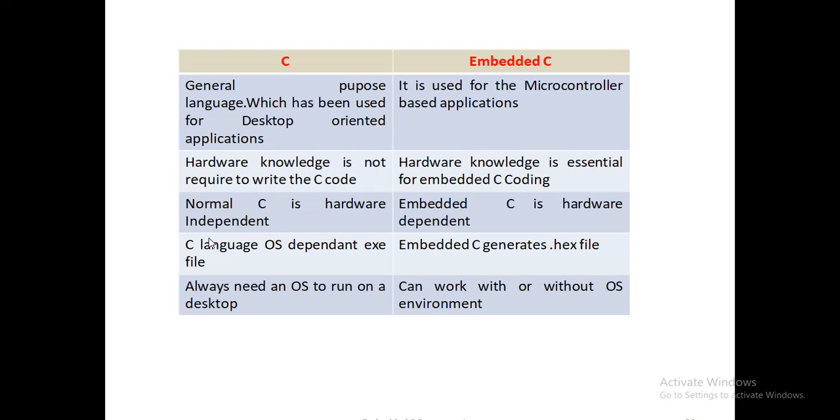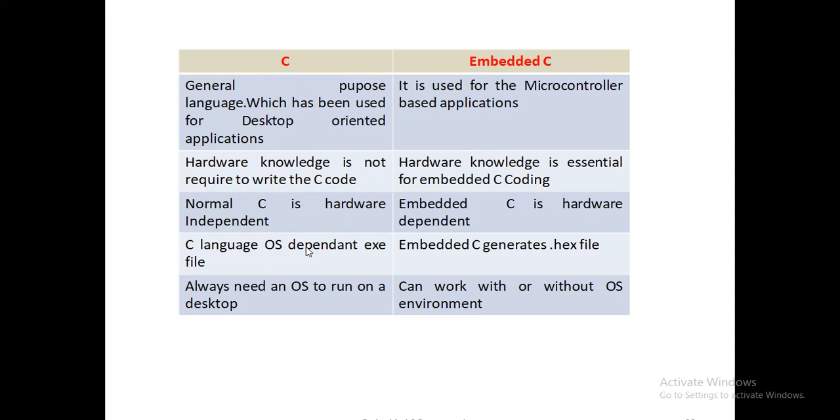Normal C is hardware independent. You can write the C program as you wish. But embedded C is hardware dependent. You have to know which controller you are going to write the embedded C for. Suppose you are writing code for Arduino, you have to write a different set of embedded C. If you want to write for 8051, there is a separate set of embedded C programming.